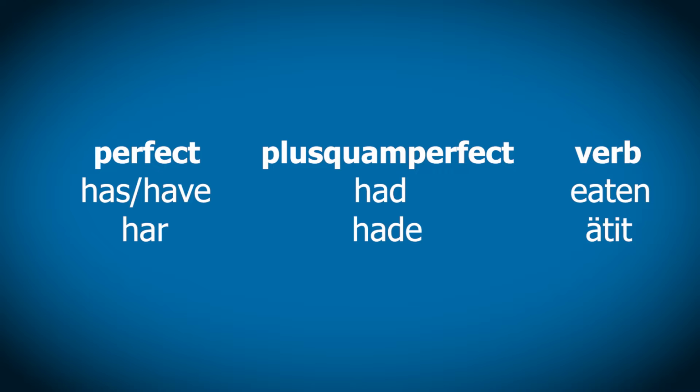And plusquamperfect is constructed with the preterite form or imperfect form or whatever you want to call it, which is hade. But the feature here that is unique to Swedish is that you, in some cases, can drop this auxiliary verb, which is unthinkable in other languages. And today I'm gonna teach you the rules for this.